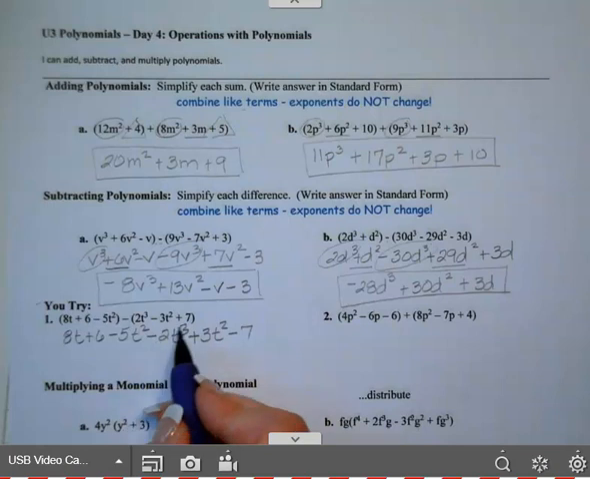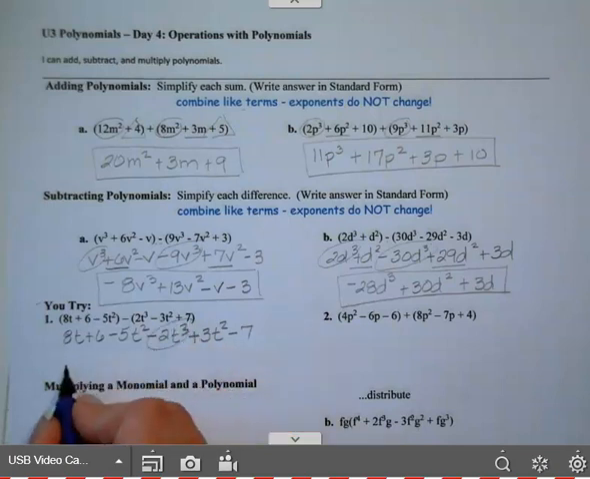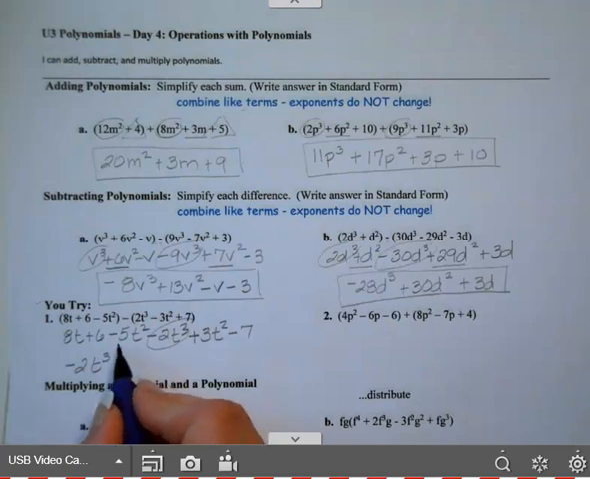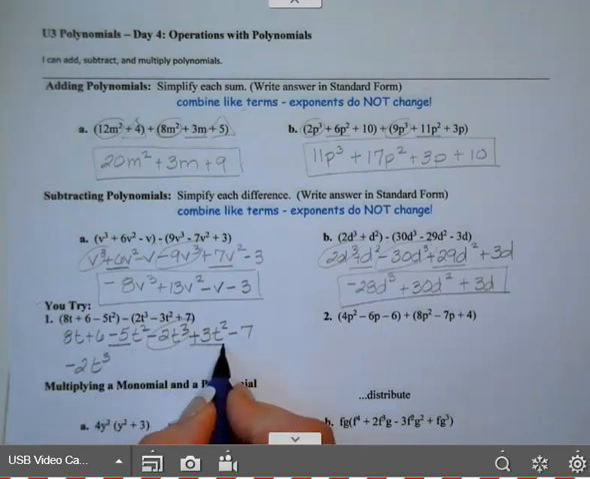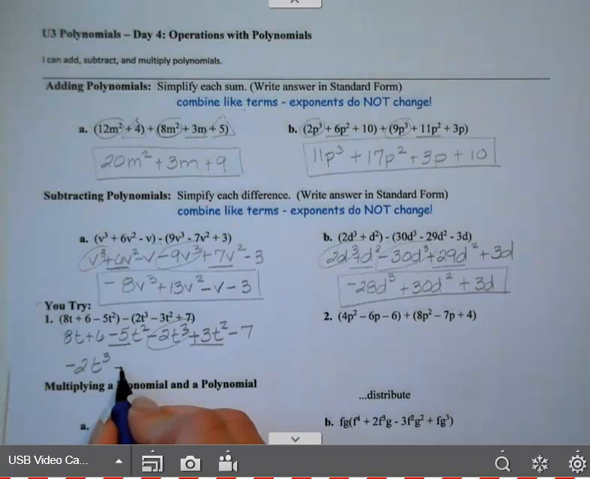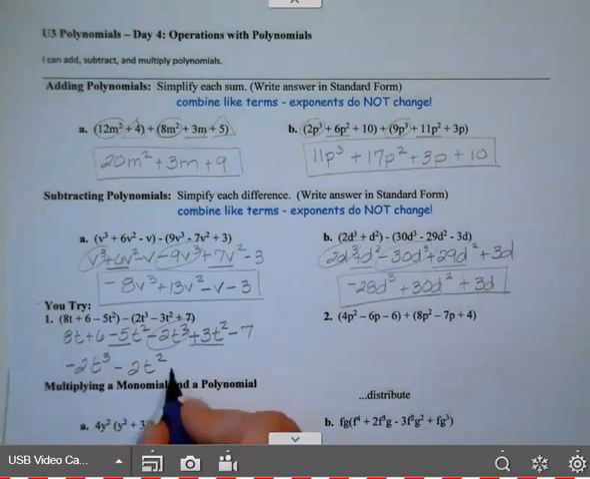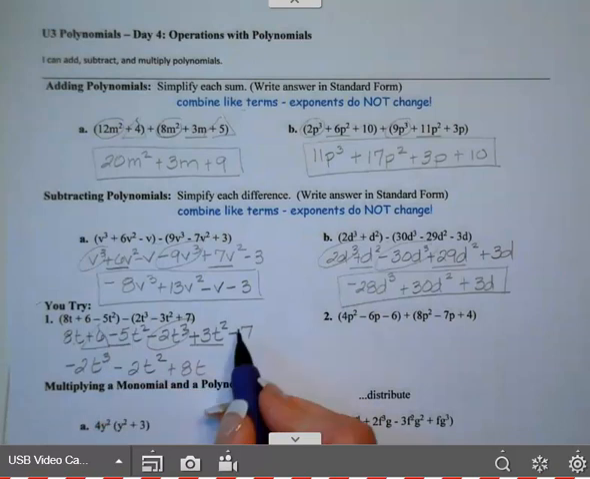There's only one term that has a t to the third, so negative 2t to the third. And then I have two terms that have a t squared, so that'll be negative 2t squared. And then I have an 8t, there's only one linear term. And then I have a plus 6 and a minus 7, which will give me minus 1.